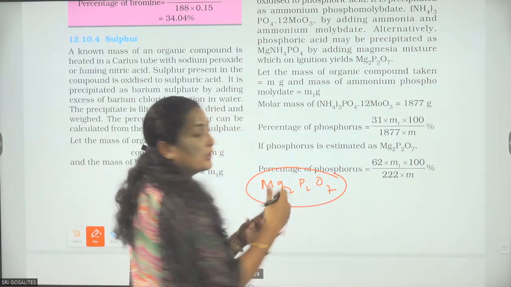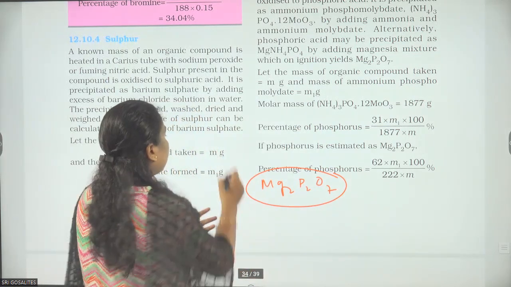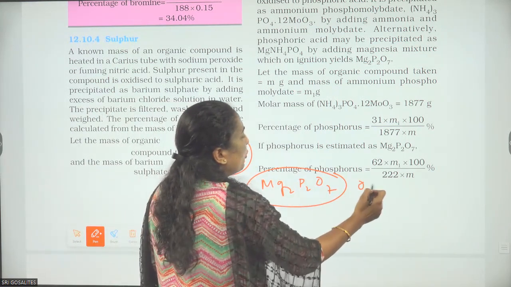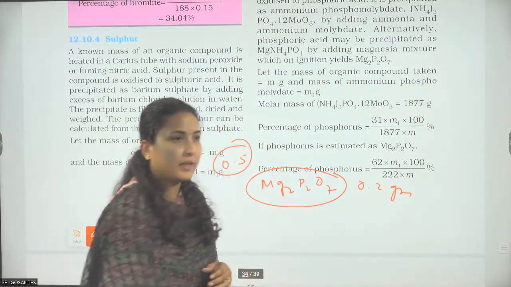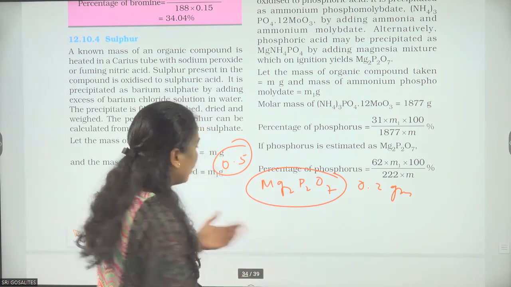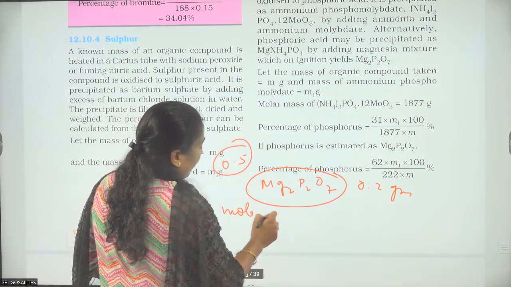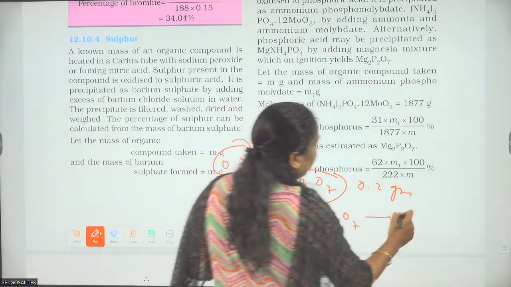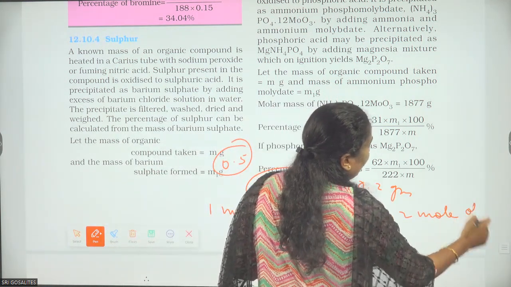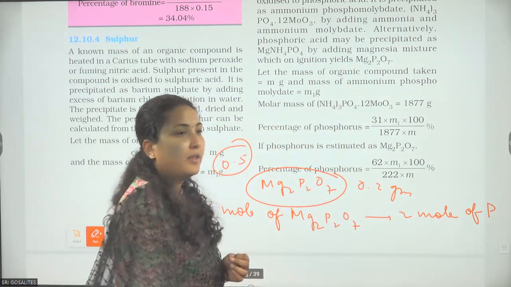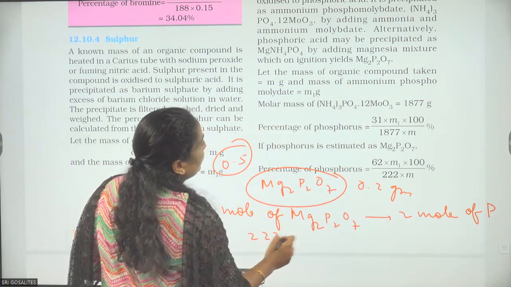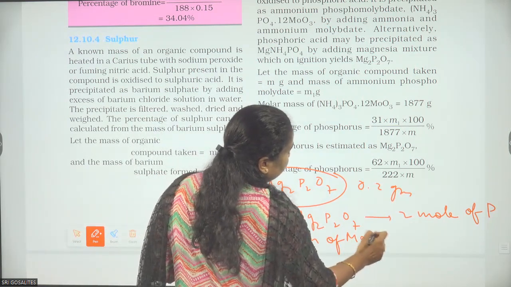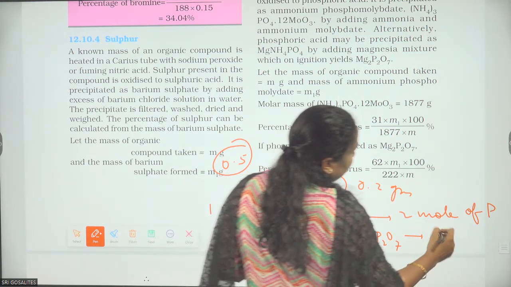They may give you that during a certain experiment, let us say the mass of the organic compound is 0.5 gram and suppose 0.2 gram of this is formed. So you have to estimate the phosphorus there. All you need to do is, 1 mole of Mg2P2O7 corresponds to 2 moles of phosphorus, right? 1 mole of this means 222 gram of Mg2P2O7.